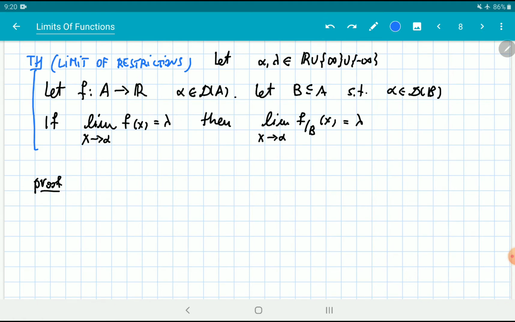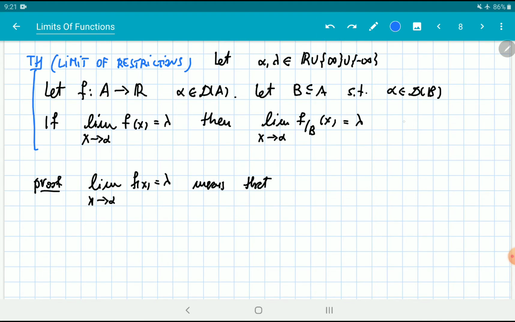I also have a proof for you. You can stop the video and try to prove it yourself. This is just about using the definition of limit and the definition of restriction. And so here is the proof. So we assume that the limit of the function f of x is equal to lambda as x approaches alpha.